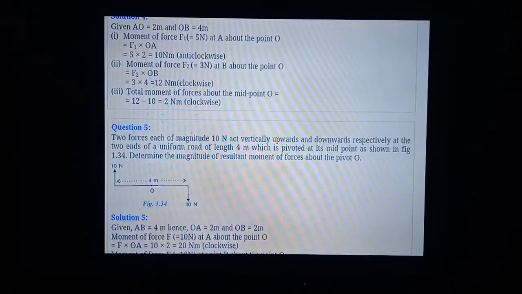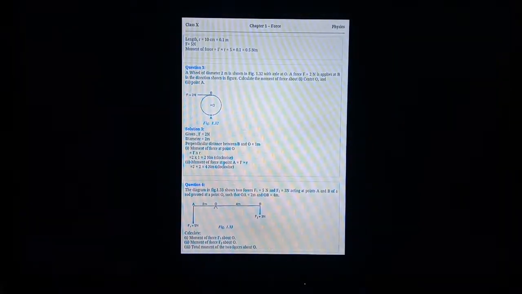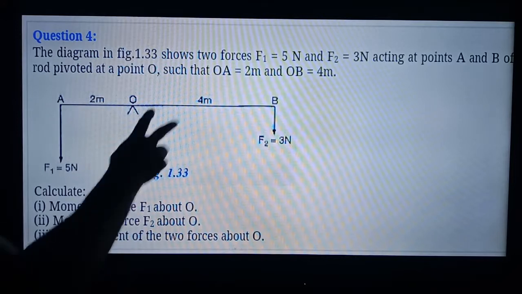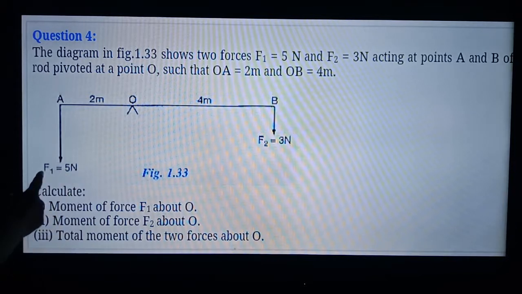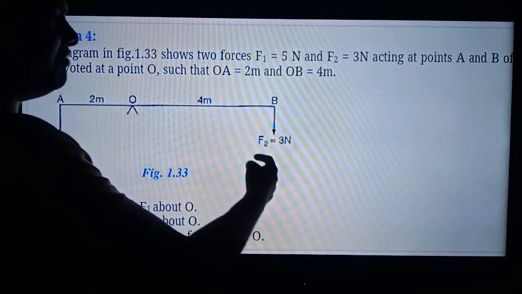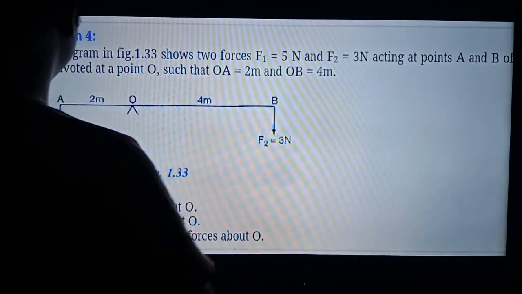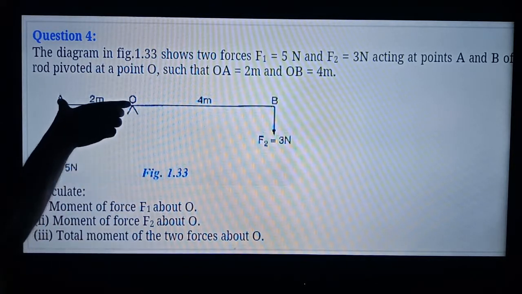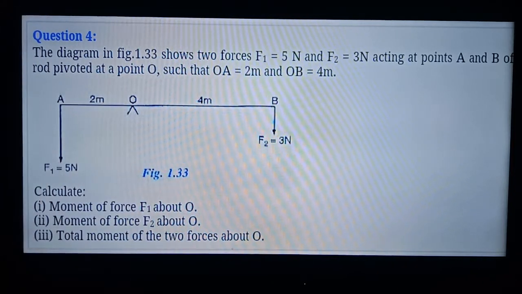Now see the fourth question. In the fourth question, the diagram shows two forces, F1 that is 5 Newton, and F2 that is 3 Newton. This is F1 acting downward. This is F2, that is also acting downward. Acting at points A and B of the rod pivoted at the point, this is the point of pivot, such that OA is equal to 2 meter and OB is equal to 4 meter.